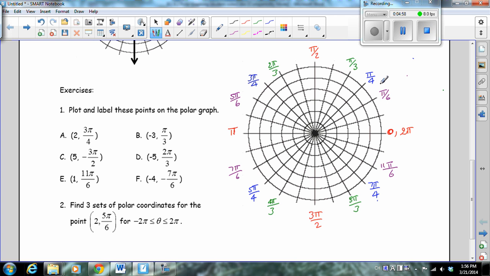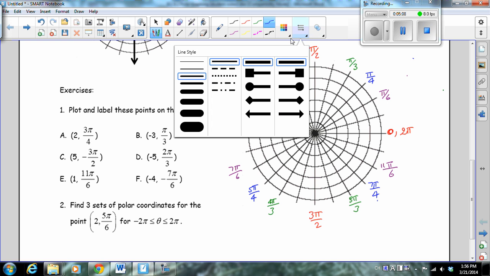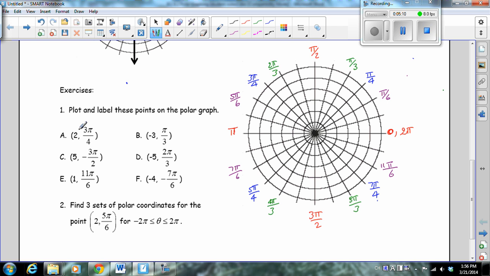I hope you remember every single thing about your unit circle. Now that we graphed it, let's go ahead and start with the 3 pi over 4. Because it ends in 4, I'll go ahead and use the blue one for that. 3 pi over 4. Well, 3 pi over 4 is located on this line.